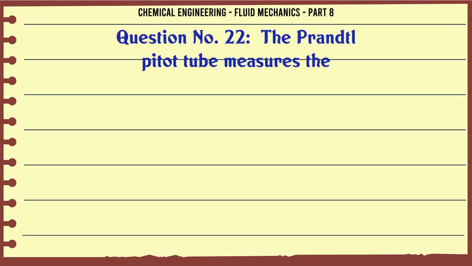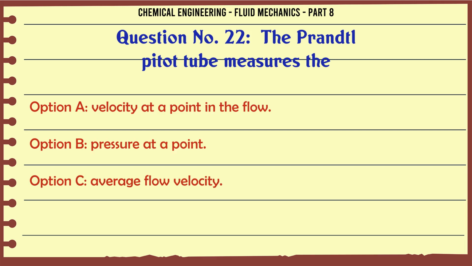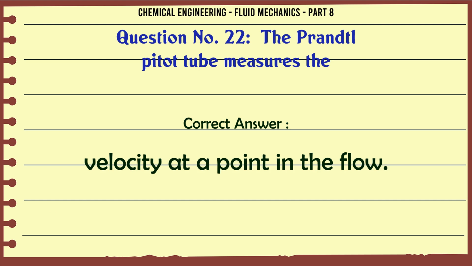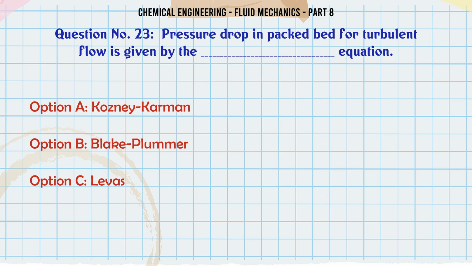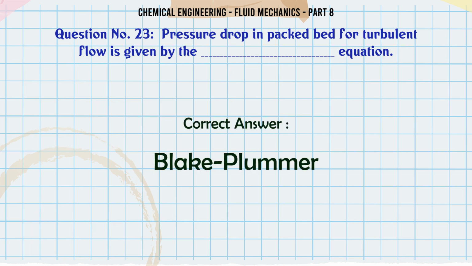The Prandtl Pitot tube measures the: A. Velocity at a point in the flow. B. Pressure at a point. C. Average flow velocity. D. Pressure difference in pipe flow. The correct answer is: velocity at a point in the flow. Pressure drop in packed bed for turbulent flow is given by the equation: A. Kozeny-Carman. B. Burke-Plummer. C. Leva's. D. Hagen-Poiseuille. The correct answer is: Burke-Plummer.